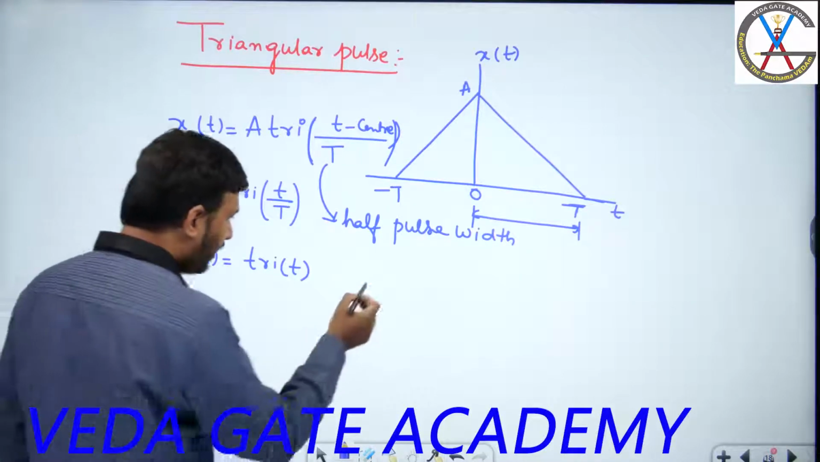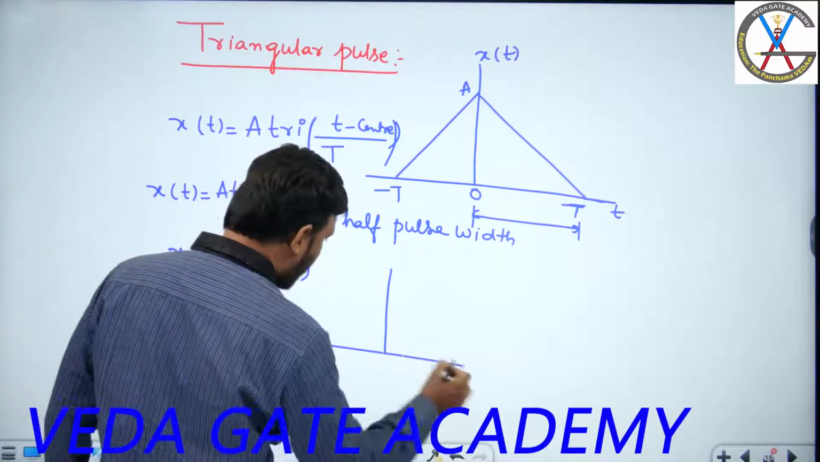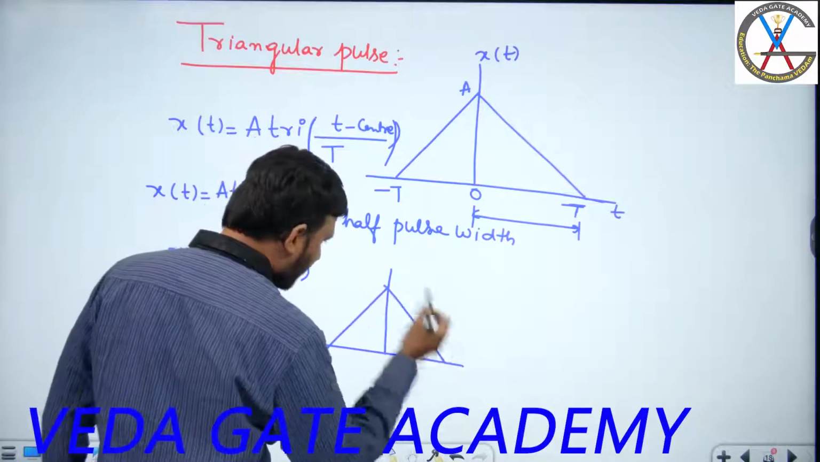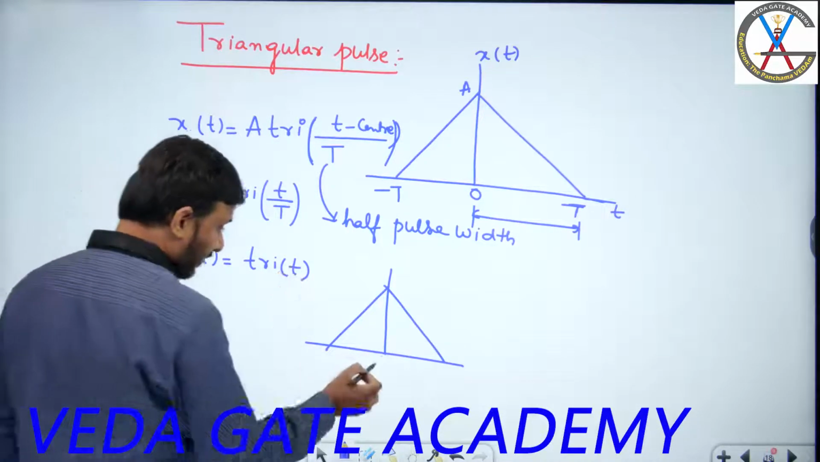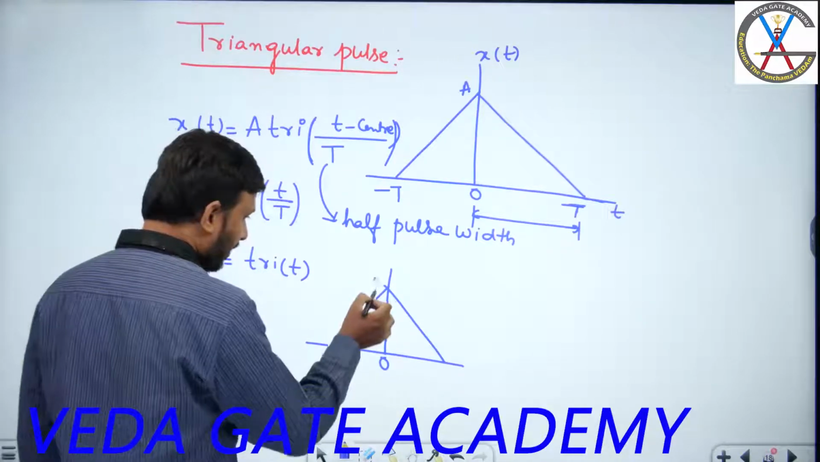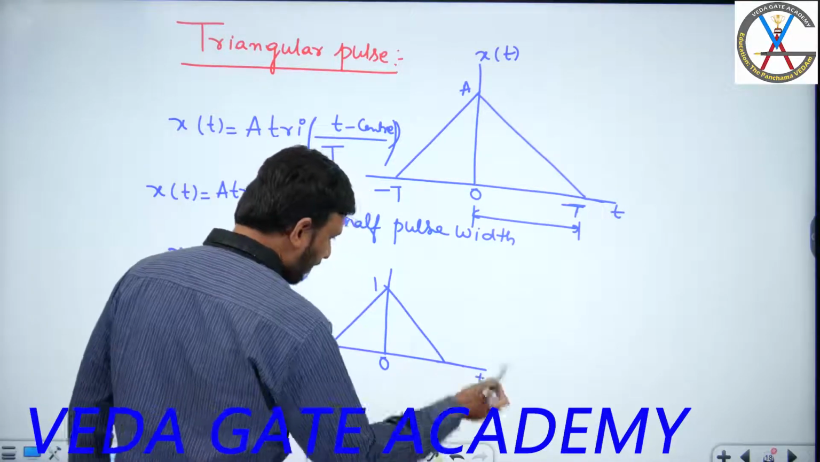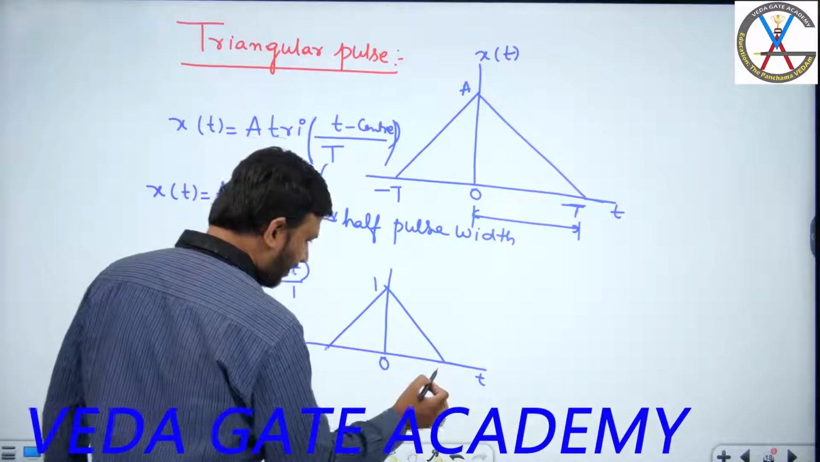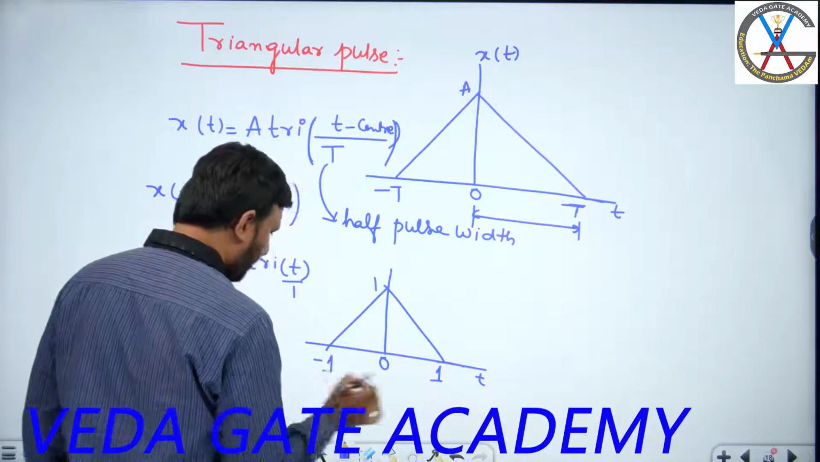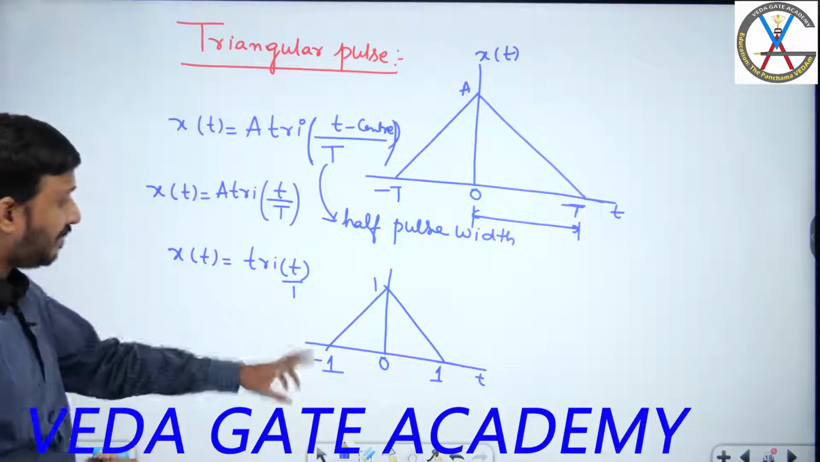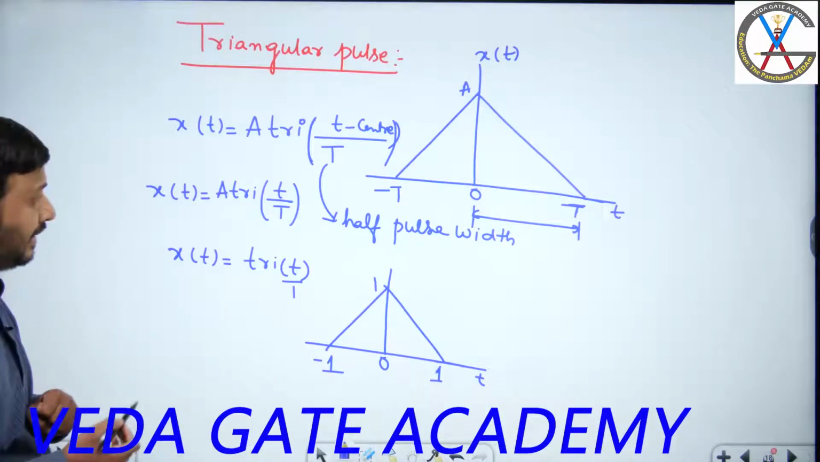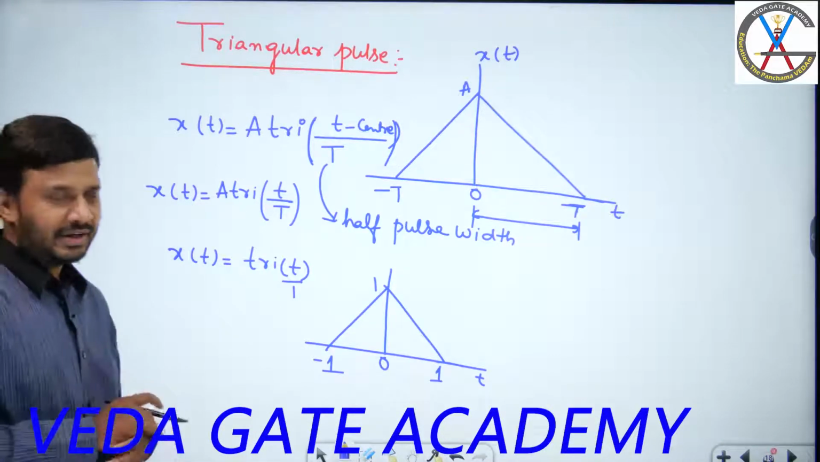Now if I ask you what is the shape of the signal, tri t. Tri means triangular pulse. Center is 0. What is the amplitude? 1. Independent variable is t by 1. Half pulse width is 1. So this is 1, this is minus 1. So this is the shape of the signal tri t. So rect t we have seen, tri t we have seen.